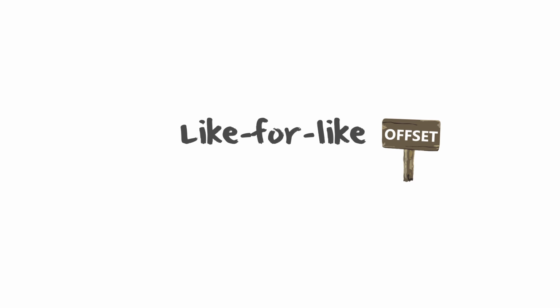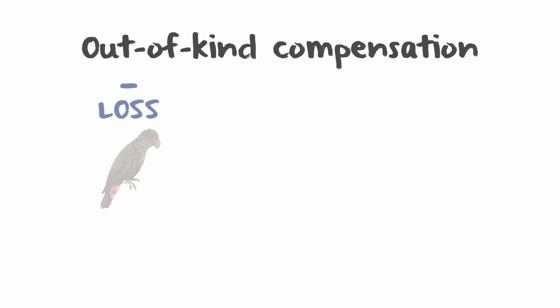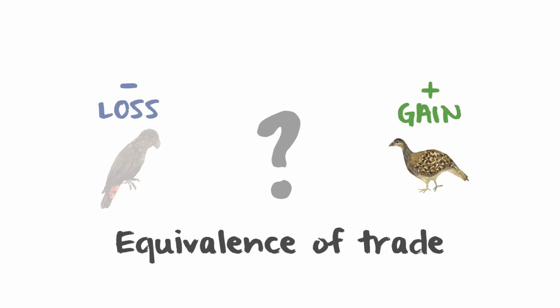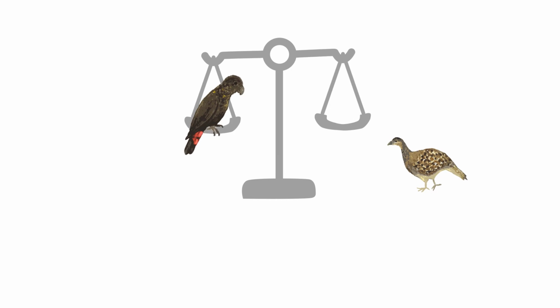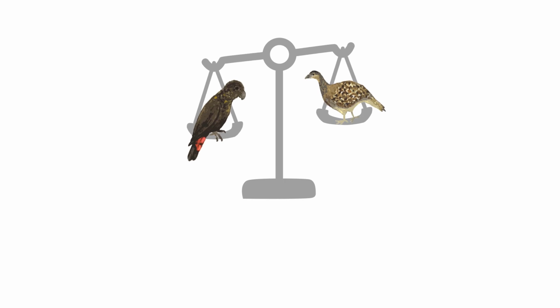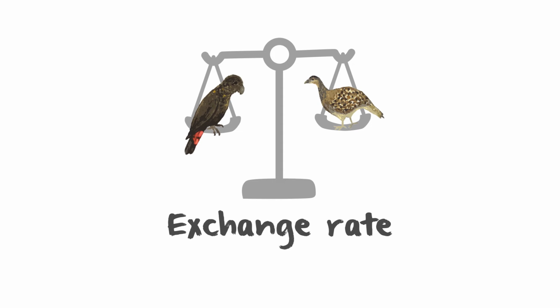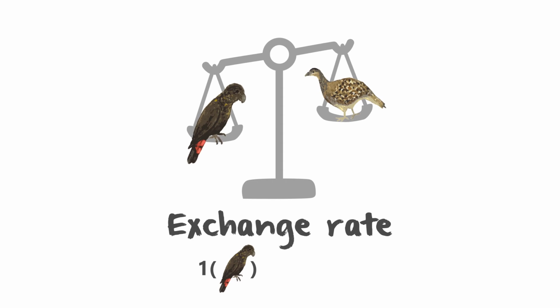Like for like, sometimes called in-kind trades, are the standard for offsetting, but some offsetting programs allow out-of-kind compensation. This is where losses of one biodiversity feature are compensated with gains for a different biodiversity feature. This allows greater flexibility, but it also raises concerns about the equivalence of the trade. Weighing one type of biodiversity against another is challenging and requires explicit quantitative statements of the relative value of each, effectively an exchange rate, so that we are transparent about how much of one biodiversity feature is worth how much of another.